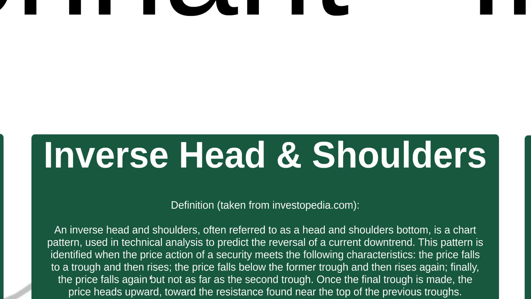The price falls to a trough and then rises. The price falls below the former trough and then rises again. And finally, the price falls again, but not as far as the second trough. And once the final trough is made, the price heads upward towards the resistance found near the top of the previous troughs.